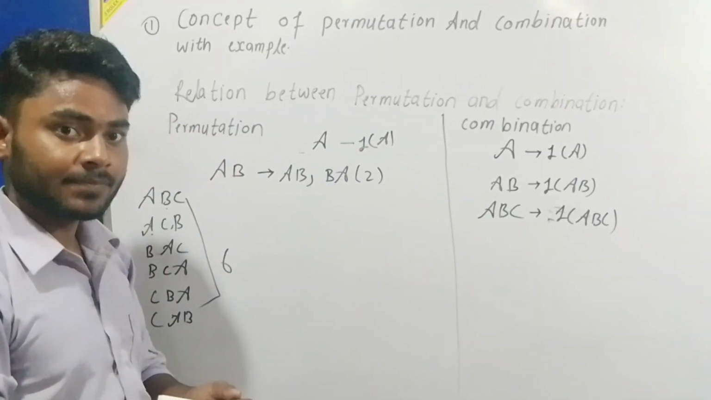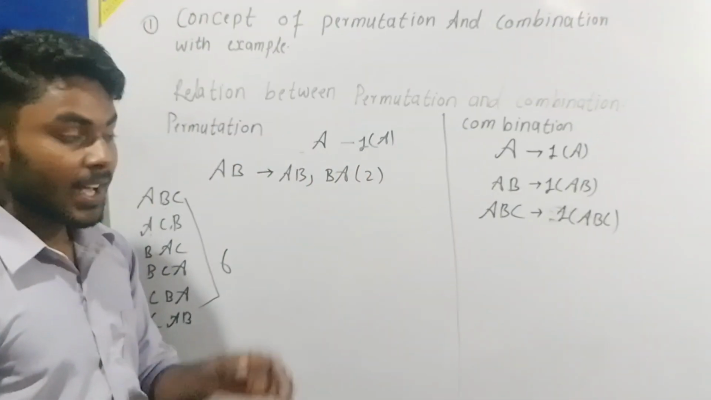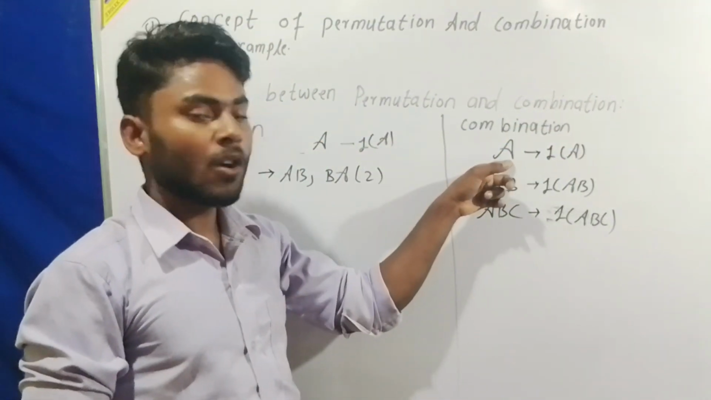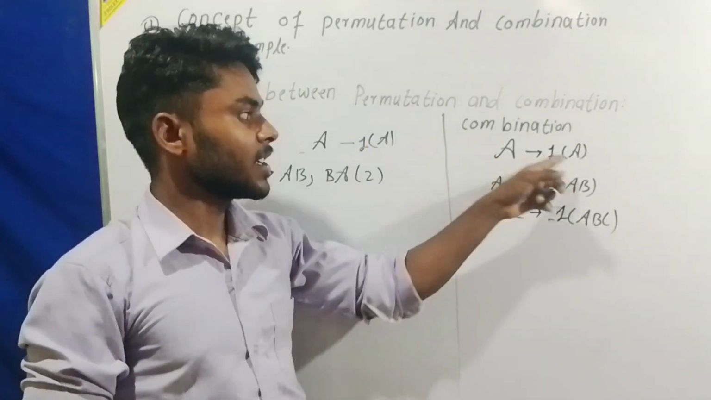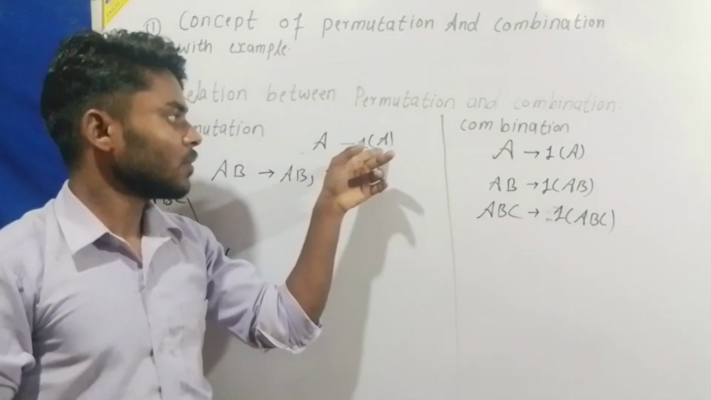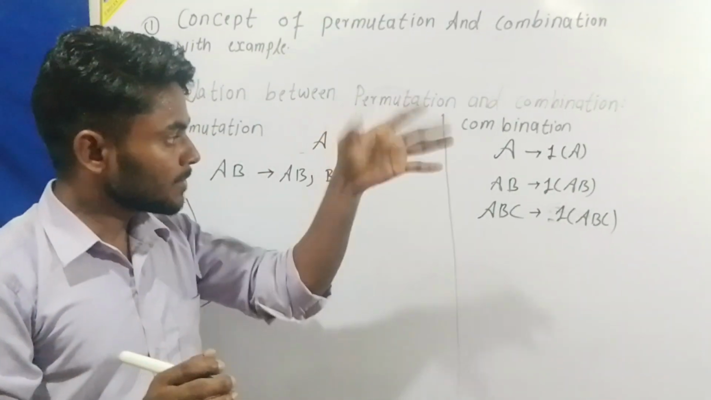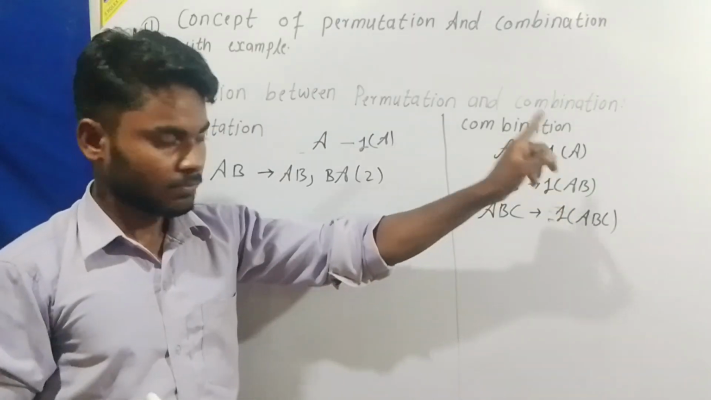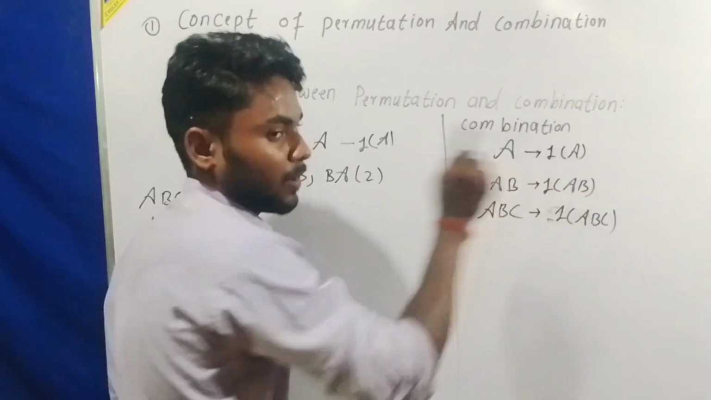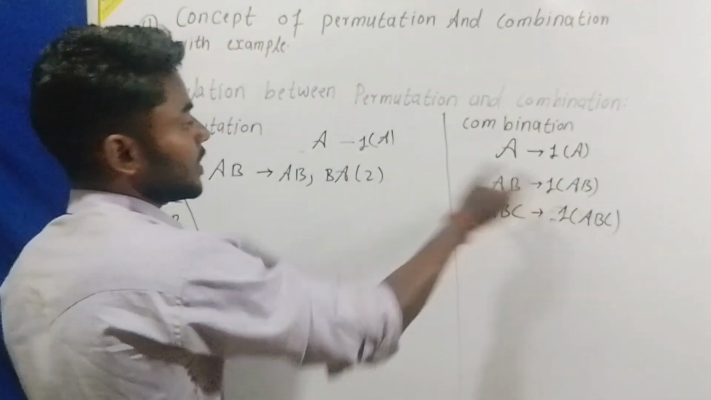What can you notice here? By using these 3 examples, what can you notice? I am noticing that if there is one object, selection of this one object is one way, and arrangement is also one way. So for one object, arrangement and combination are the same. Similarly, for two objects, combination of AB is 1, but their arrangement is 2. If we select AB, we make AB only, but if the selected AB is arranged, it can be arranged in two ways.